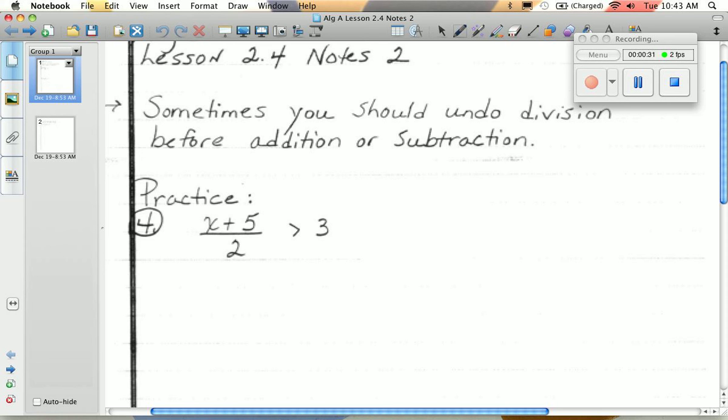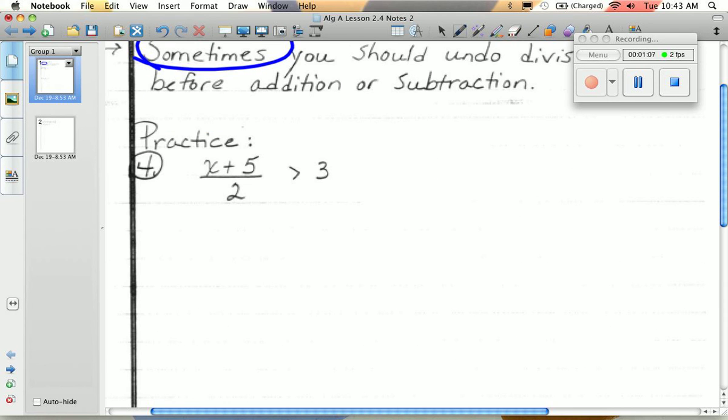Well, today I'm going to tell you that sometimes, remember yesterday we always said, let's take care of the addition or subtraction first. Let's undo that first. And then let's undo the multiplying or dividing. Today I'm saying to you, sometimes, and this is important, you guys, it doesn't happen every time when you're solving these problems. But you got to be able to look at a problem and say, you know what? I think this is one of those times that I should undo the division before I undo the addition or subtraction. Because, in other words, the variable is involved in a fraction problem, isn't it?